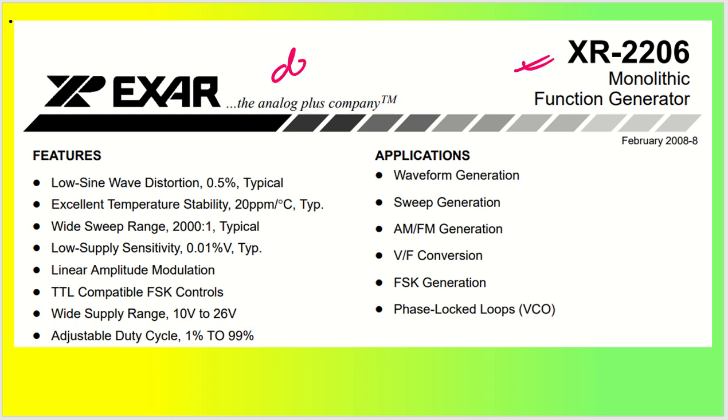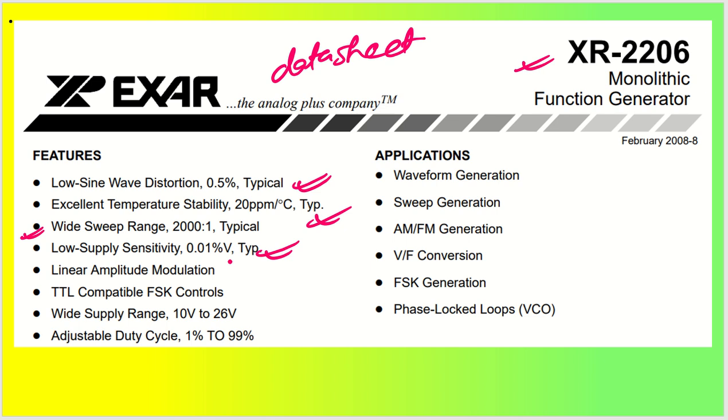This is from the datasheet. As you can see, it has very low sine wave distortion, just plus minus 0.5% typically, and excellent temperature stability, which is 20 ppm per degree centigrade. It can give you a wide sweep range of up to 2000:1, and it has very low supply sensitivity of just 0.01%. It means there will not be variation in the output waveform amplitudes, and it will vary by just 0.01%, which is less than 1%.